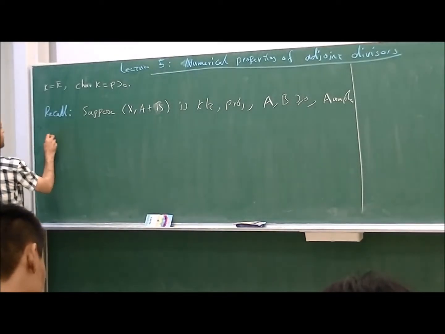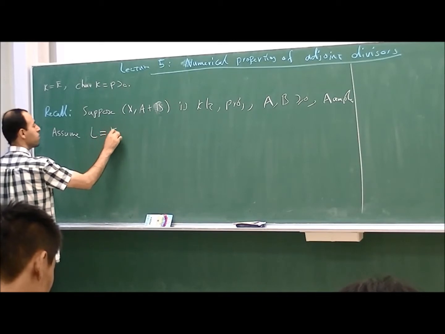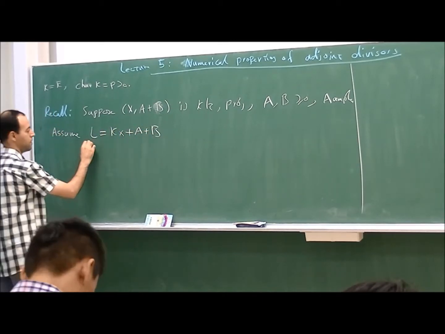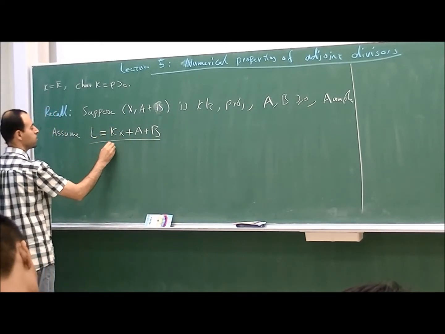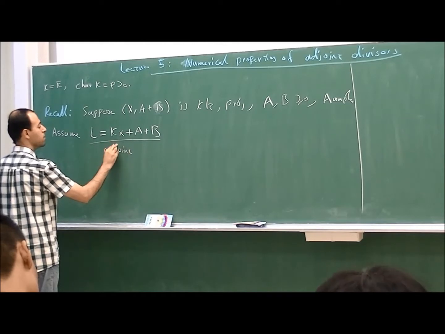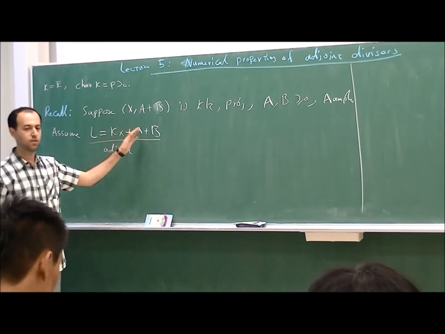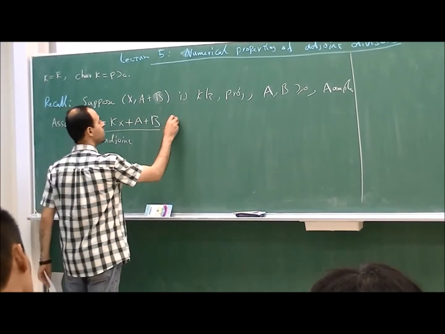Now, assume that L is the divisor that we have seen so many times before, K_X + A + B. So this is what I mean by an adjoint divisor. This kind of divisors are called adjoint. Adjoint simply means that you have the canonical bundle and you add something to it. So that's what they call adjoint. Now assume that this divisor is nef.